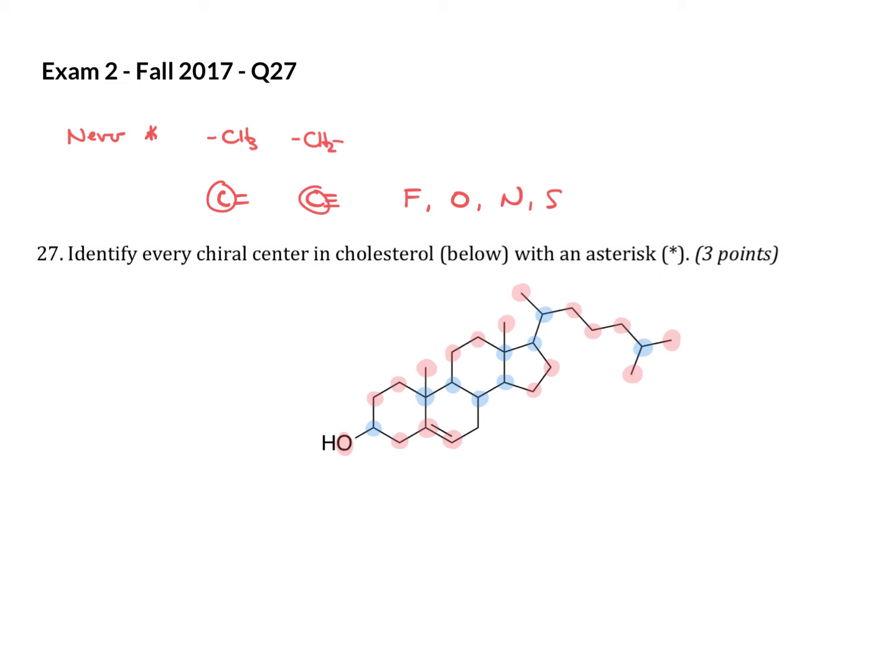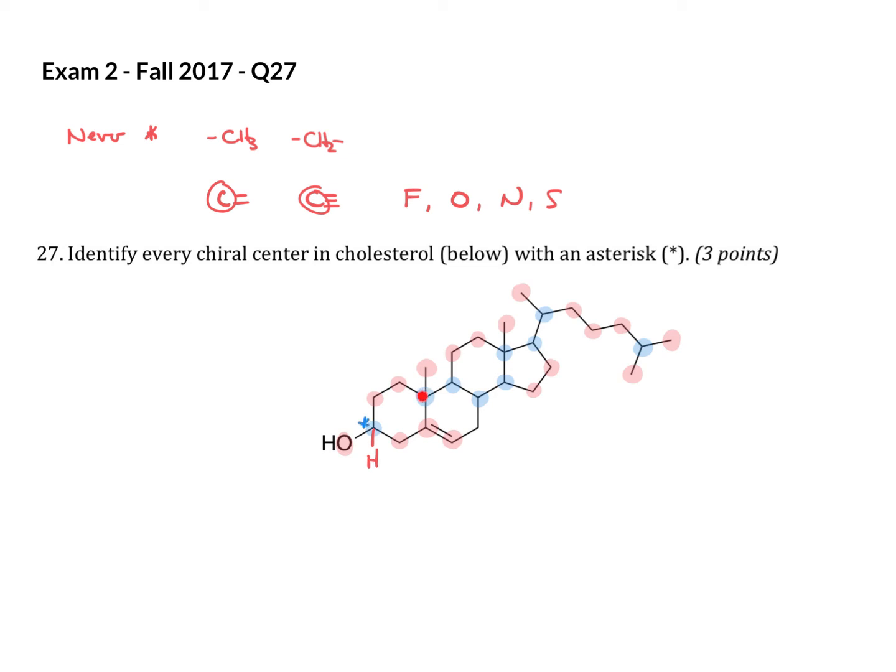So now you need to look at each of these and see if there's 4 different groups attached. In some cases, you may want to draw in hydrogen. So like down here where we have the OH, there's a hydrogen there. And you should find that there are, in fact, 4 different groups attached. So that's a chiral center.